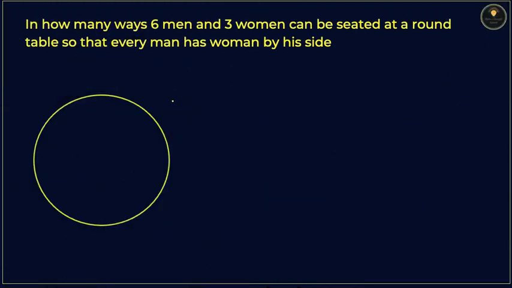If you can observe this problem, here there are 6 men and 3 women that should be seated around a round table, and it is also given that every man has one woman by his side.